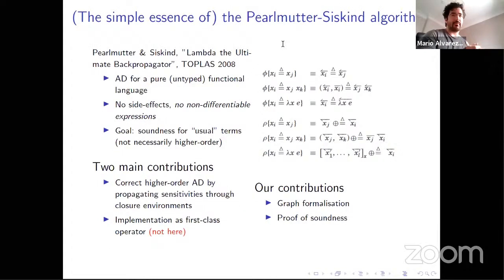So the algorithm for reverse mode AD that I'm going to present today is a relatively limited and primitive algorithm that appeared in TOPLAS 2008. And it's, to my knowledge, the first reverse mode AD algorithm that was able to differentiate code with higher order functions. Otherwise, it's a very, very restrictive context. This was done for a pure functional language, for a pure dialect of Lisp, or a dialect of Scheme, in fact. There are no side effects. There are no expressions that wouldn't be differentiable. There are no conditionals. It's a very, very primitive language. The contribution of that paper was to achieve correctness when differentiating terms containing higher order terms.